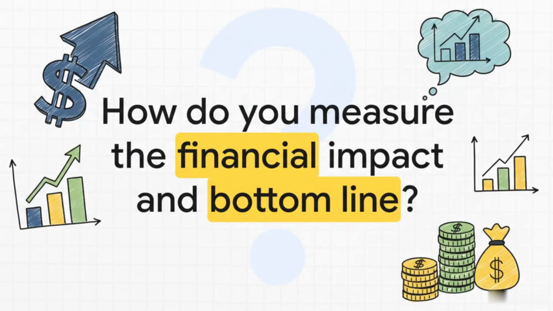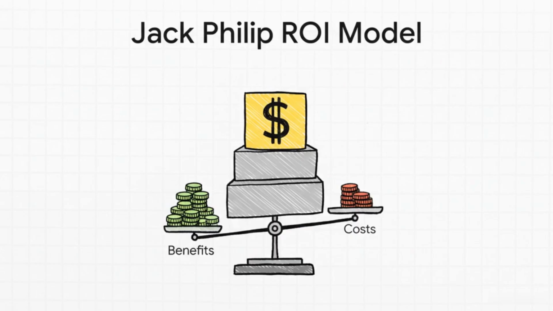The Kirkpatrick model is fantastic, right? But you know what question is still hanging in the air? The one that every CFO and every executive is guaranteed to ask. What was the actual financial return on this investment? And that's precisely where the Jack Phillips ROI model comes into play. It takes Kirkpatrick's fantastic 4-level framework and adds a crucial 5th level, return on investment. This model pushes you to convert those level 4 business results into actual monetary value. Then you compare that value to what the program cost, and boom, you get a clear ROI percentage. It translates impact into the language of business.